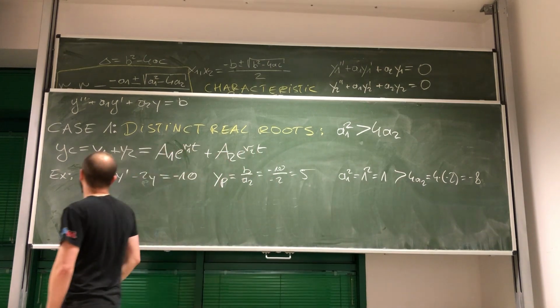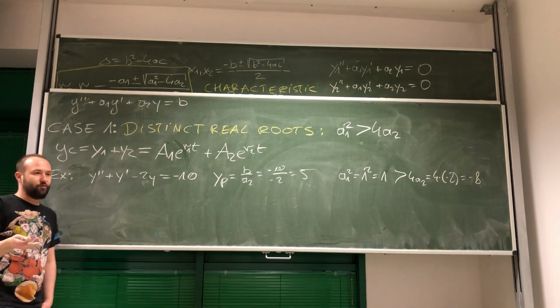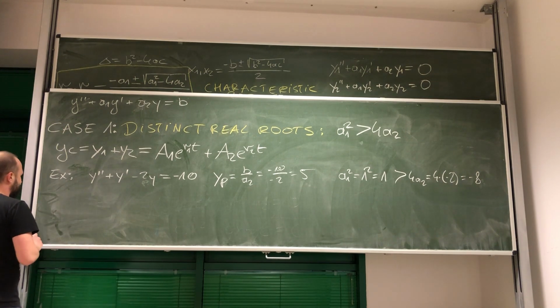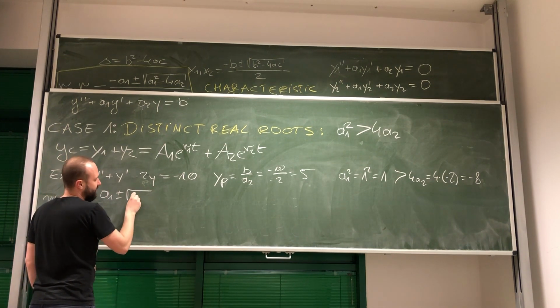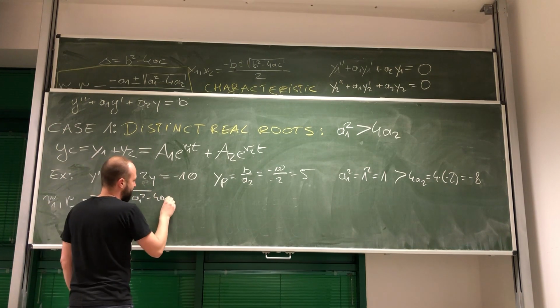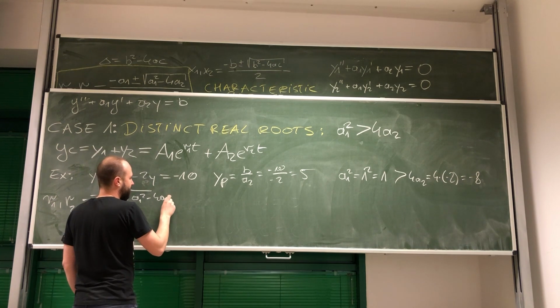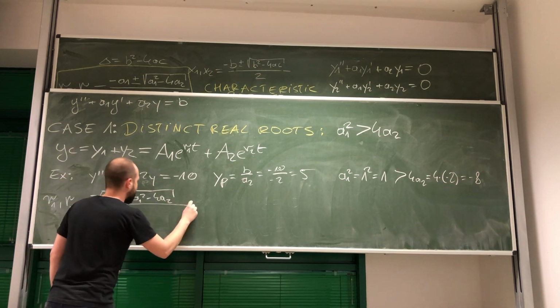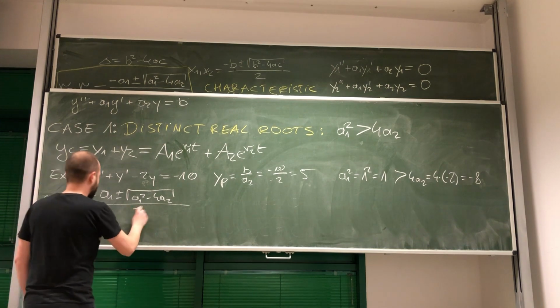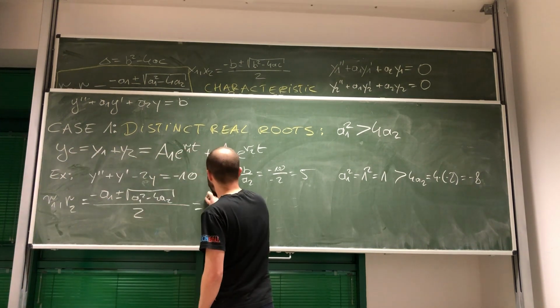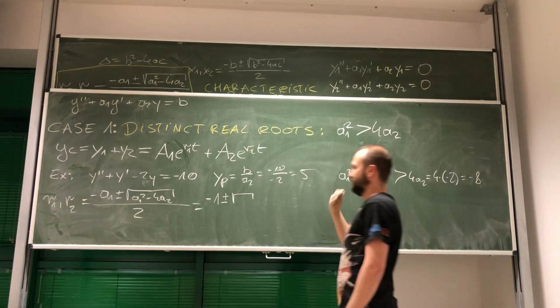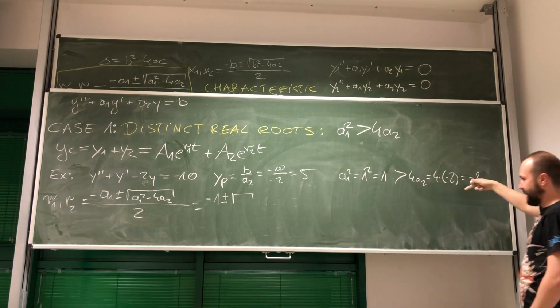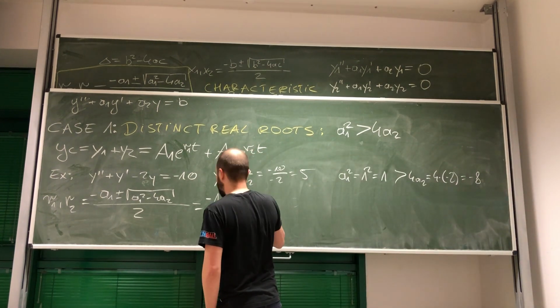Okay, so what are those two distinct real roots? This is not that complicated. We just use the formula. r1, r2 is negative a1 plus minus square root of a1 squared minus 4a2, over 2. Right? So we've got negative 1 plus minus square root of 1 minus negative 8, which is 9, over 2.